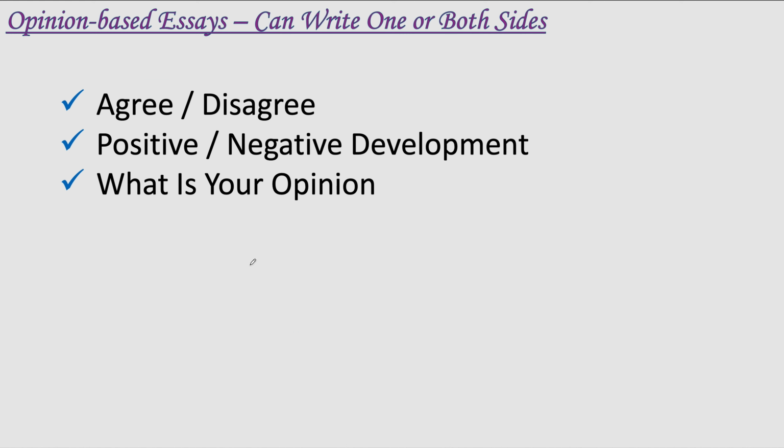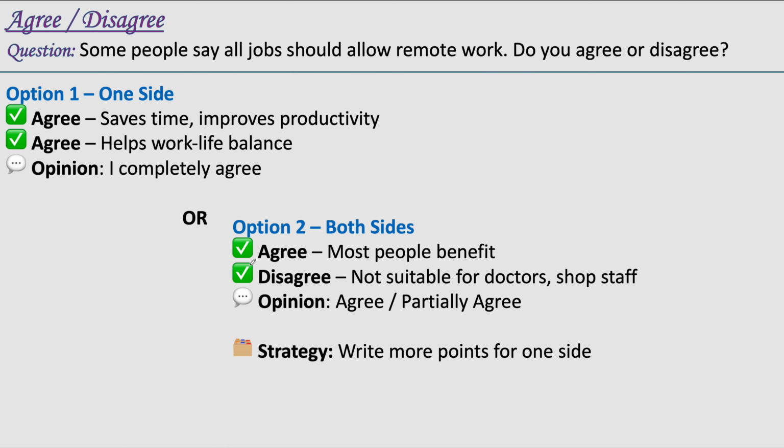Now we start with the opinion-based questions in which we have a choice. Write one side or both sides. In agree-disagree questions, you can choose to support only one side or discuss both. For example, if the question is, do you agree all jobs should allow remote work? You can fully agree and write only about the benefits, or you can show both sides, agree for office workers, disagree for jobs like healthcare or retail, and still give your opinion in the conclusion.